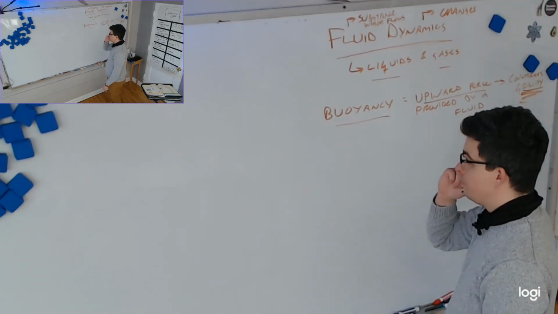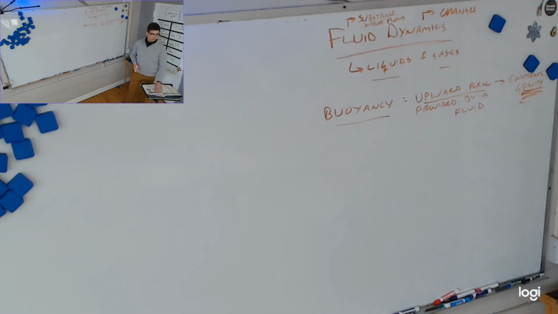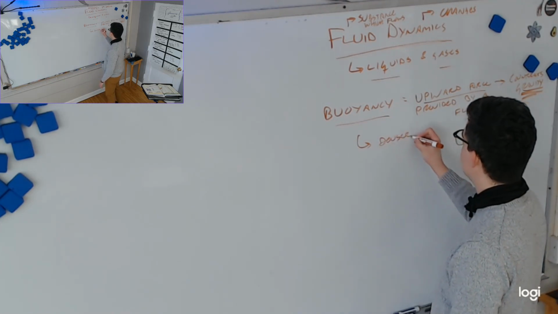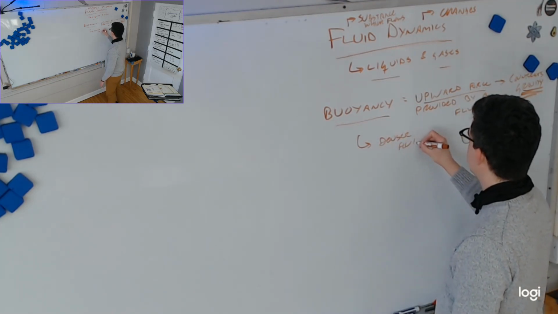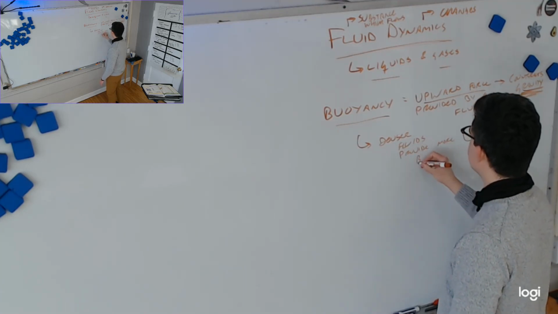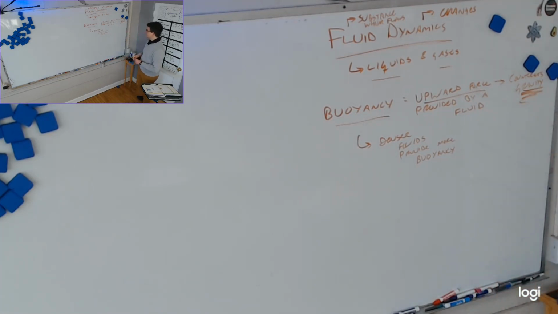Why does air rise in water? It's light, because it has a smaller density than water. Generally, denser fluids provide more buoyancy.